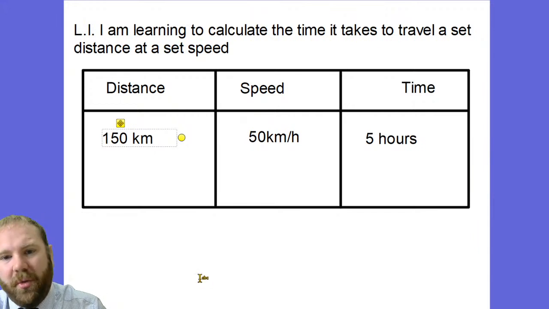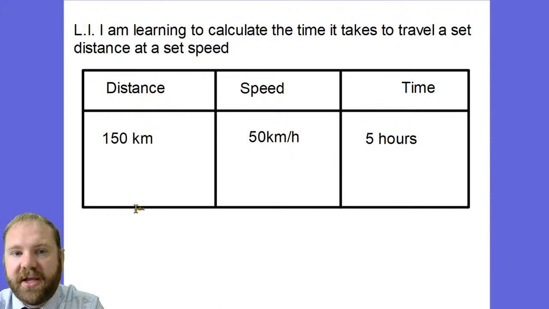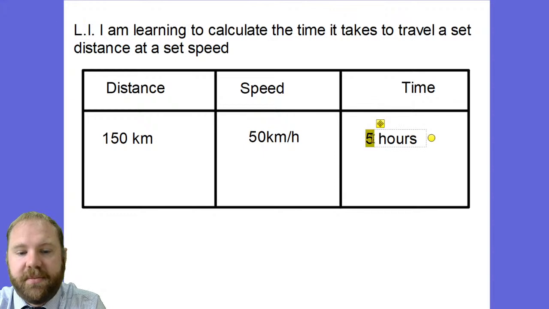Right. The way I'd be thinking of this, I quite like to knock off zeros when it comes to division, wherever I can. So instead of 150 divided by 50, I'm going to do 15 divided by 5. 5, 10, 15. Done. 3 hours. Simple. 3 hours. Okay.